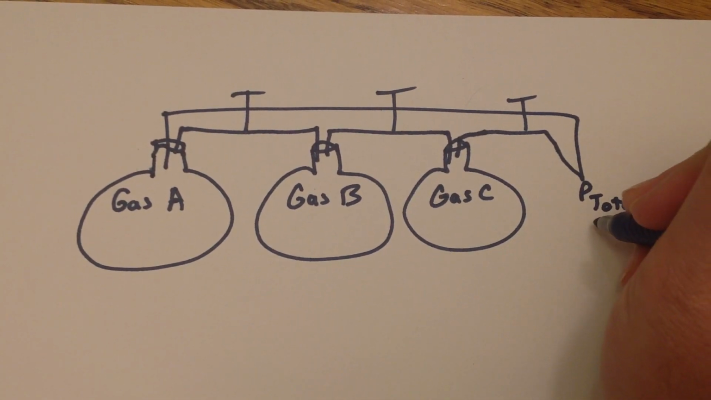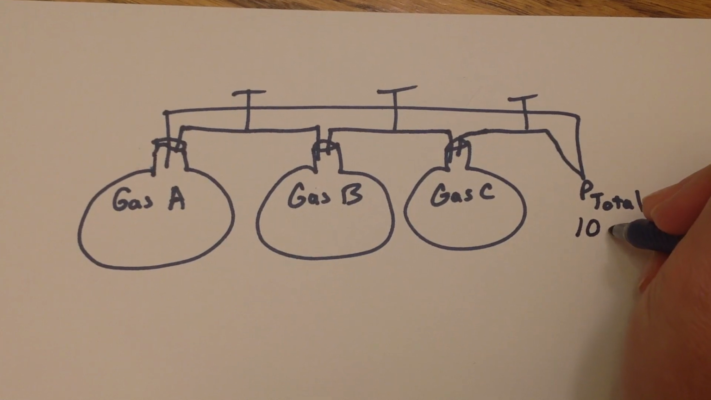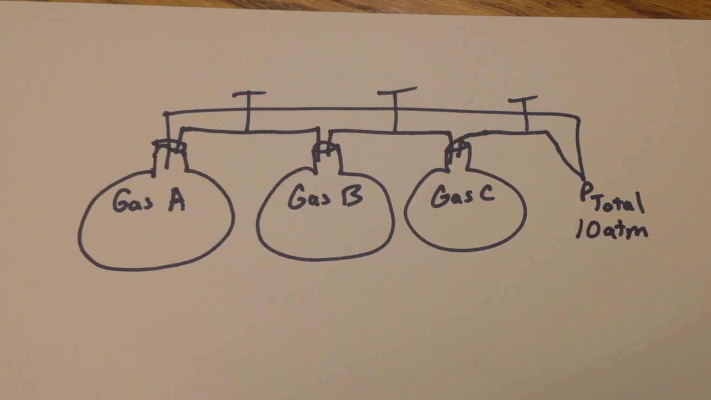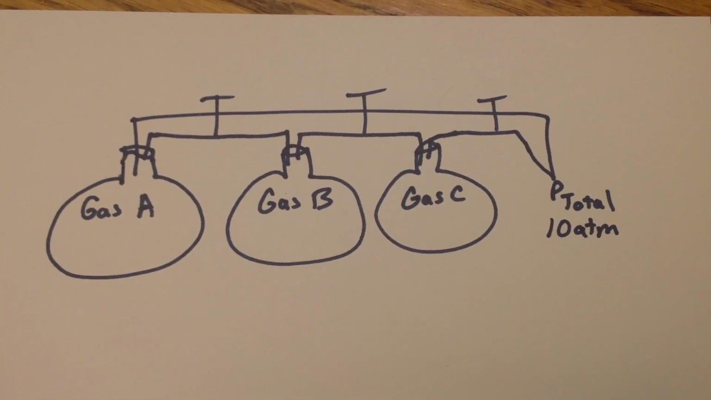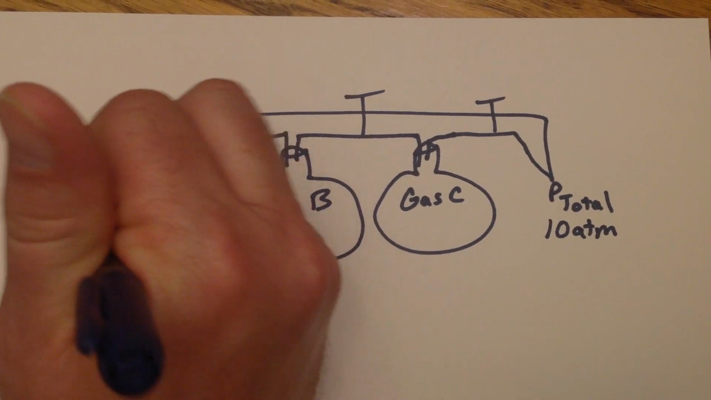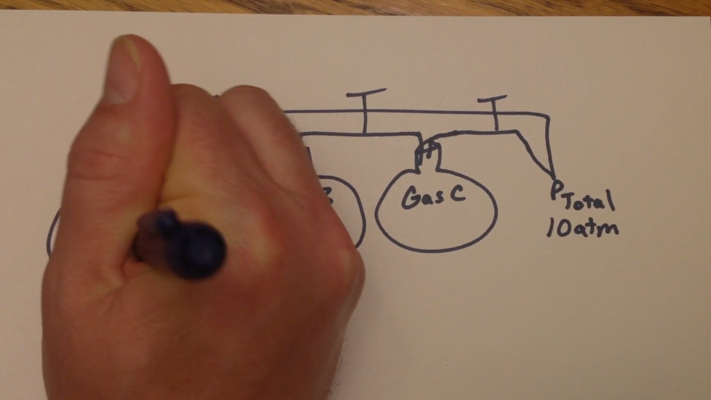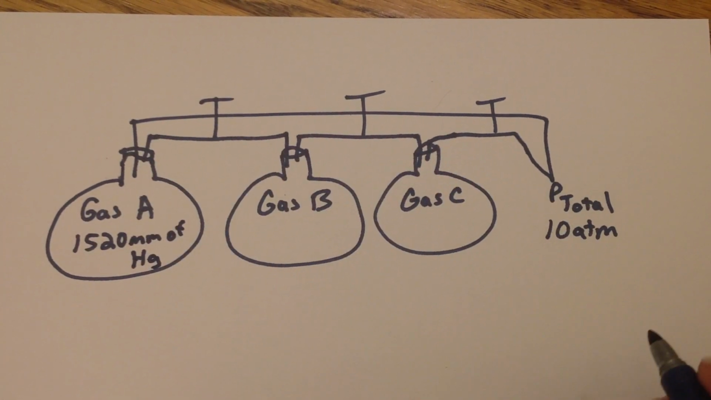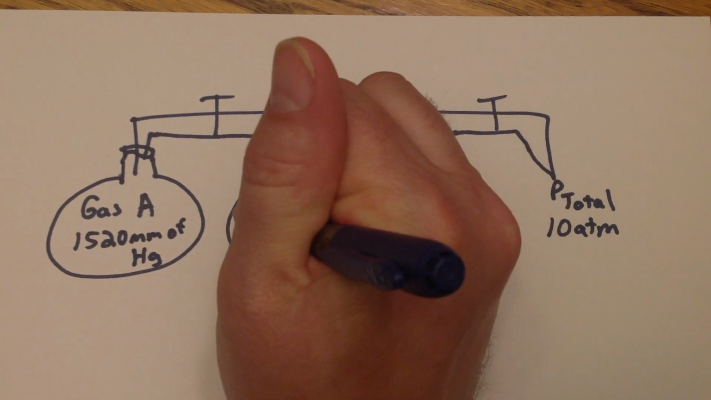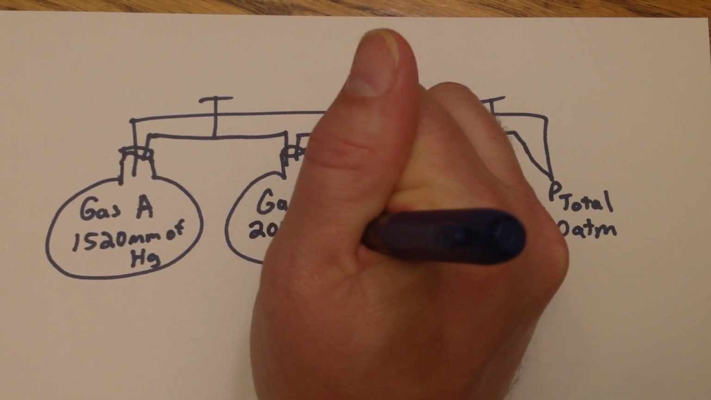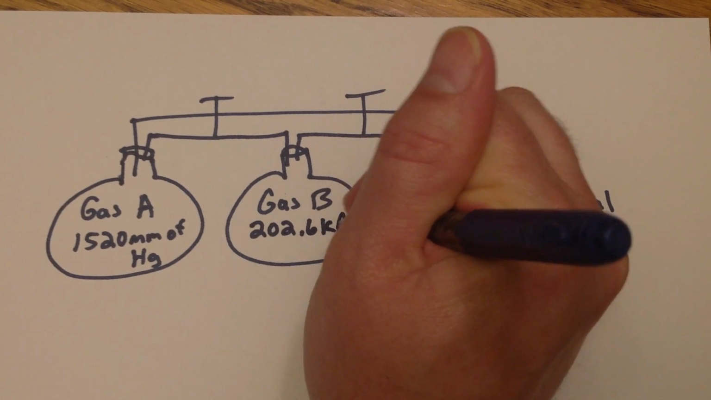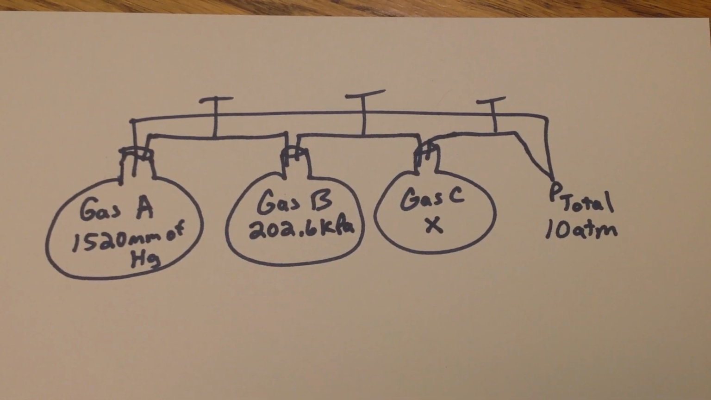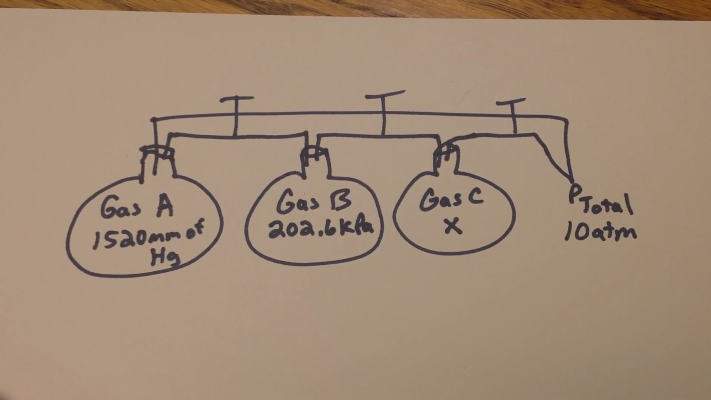We'll say that P total is, just to make the math easy, 10 ATMs. We'll just neglect sig figs for this short training. Now, look, what if your gas A happens to be 1520 millimeters of mercury, and gas B is 202.6 kPa. Then you had to find X in ATMs.